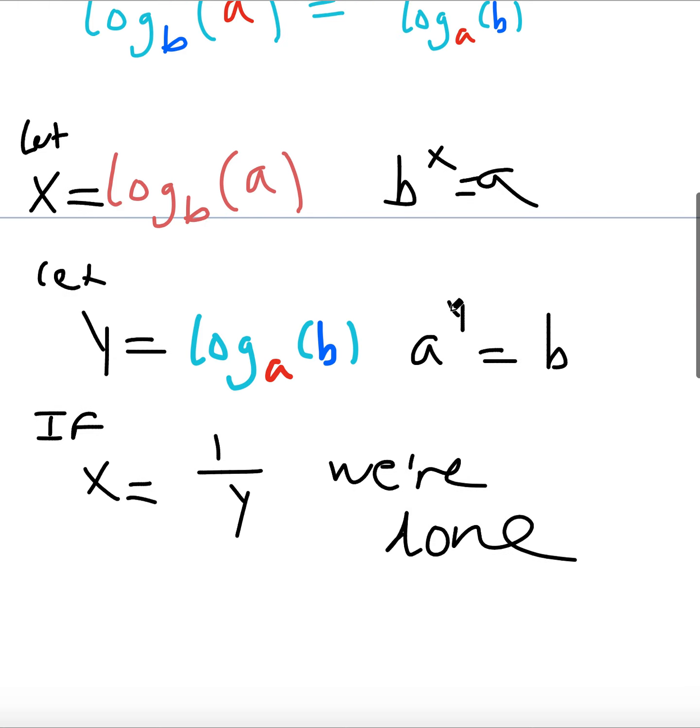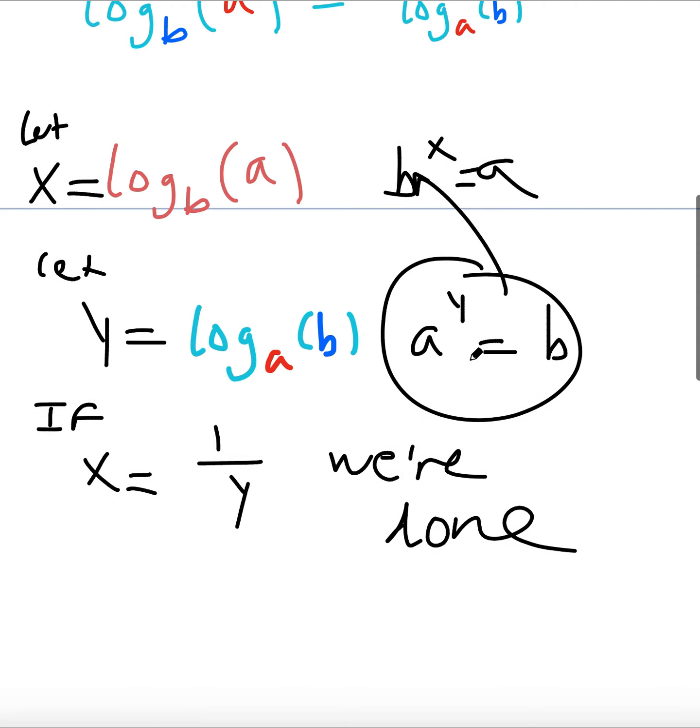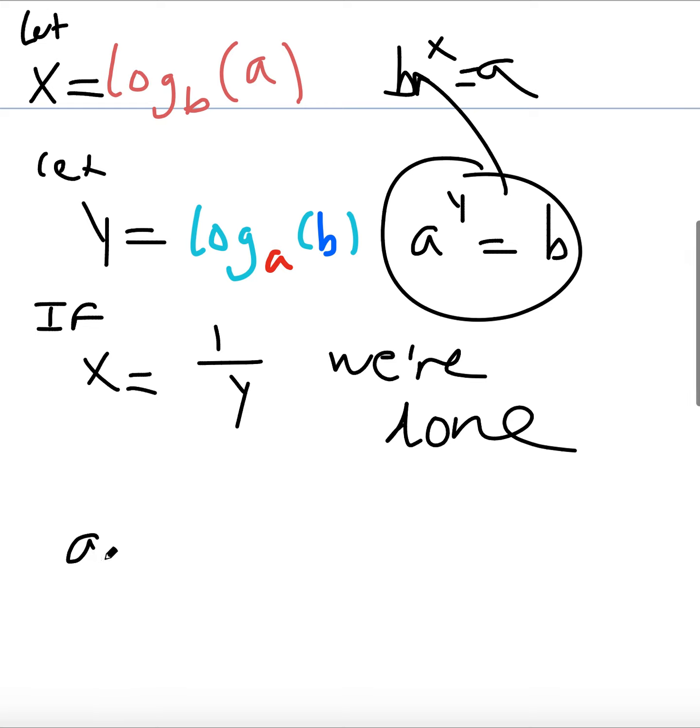And so let's see if we can get to that. Well, in this case, we have b to the x equals a and a to the y equals b. So why don't we just plug this equation into this equation here? And so what you can do is substitute the b here for a to the y. And so what you end up getting is a to the power of y to the power of x, I'll do it like this, is equal to a.